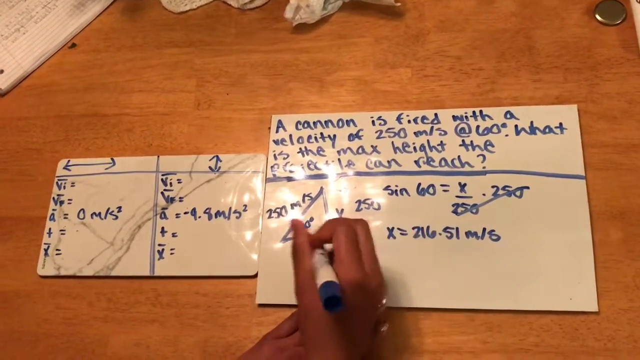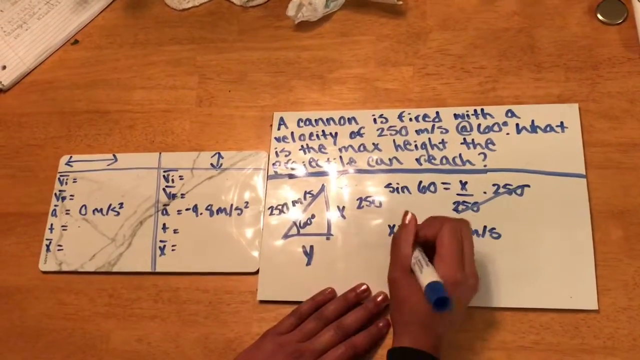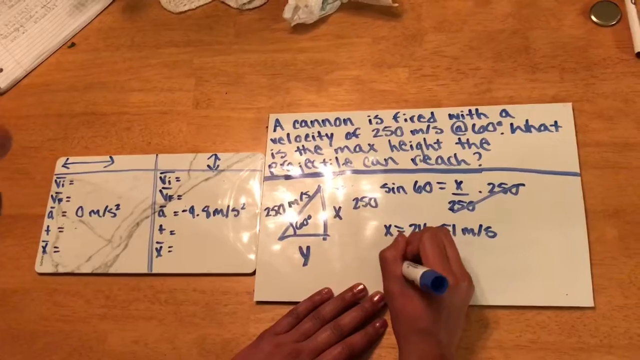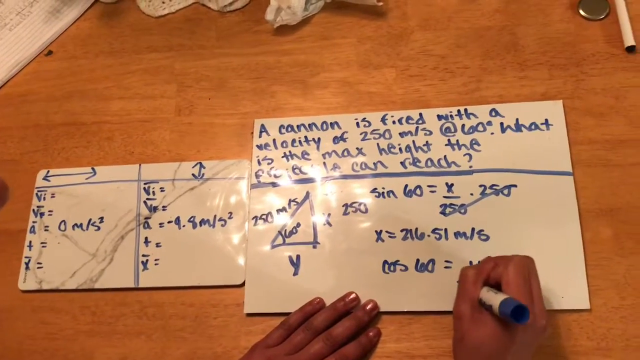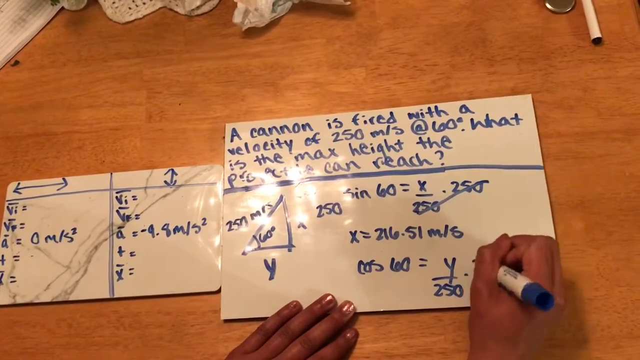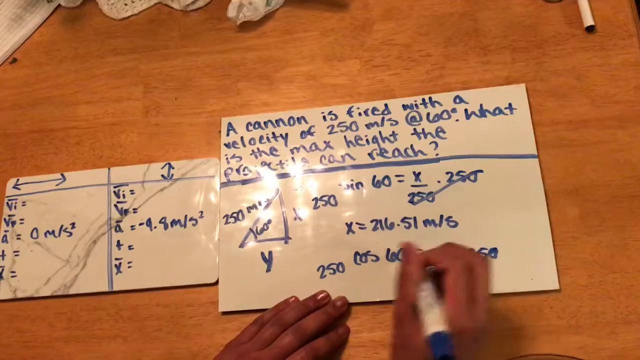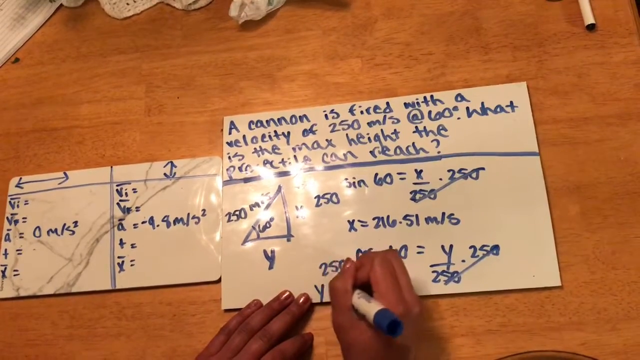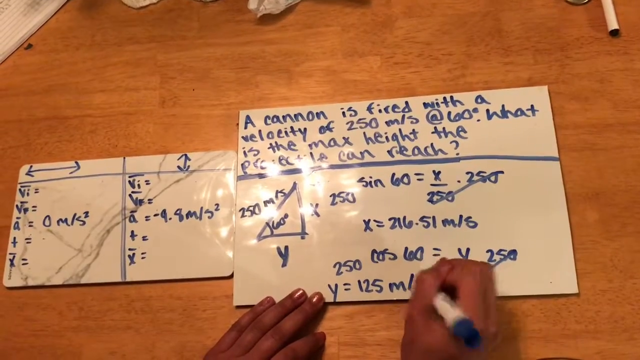Then we'll solve for Y. And here we can see that this is adjacent to the angle. Adjacent over hypotenuse means cosine. So we have cosine of 60 equals Y over 250. Once again, multiply by 250 on each side because you want to isolate that Y. And by putting it into the calculator, you get Y equals 125 meters per second.